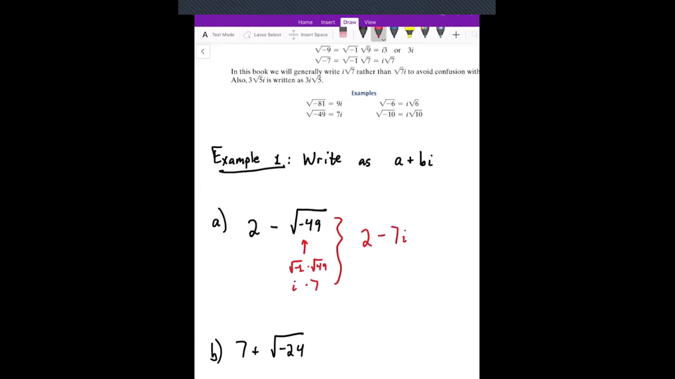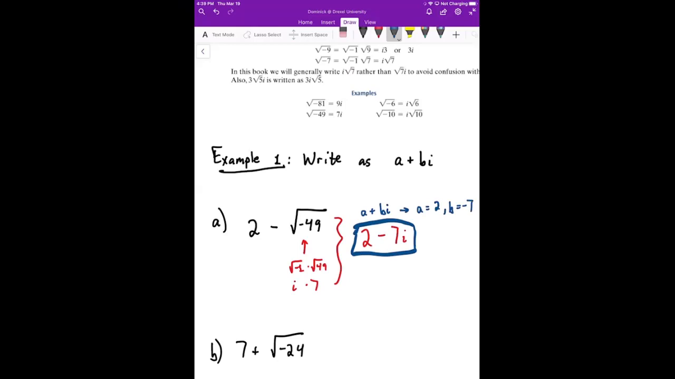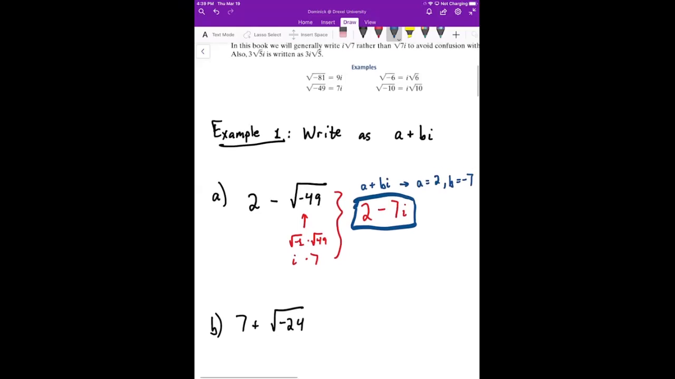And now we have this written in the form of a plus bi. And here, if you want to really be fancy, you could say that a is 2 and b is negative 7. All right, now you don't have to write that out, of course, every time, but that's how we could write out this number in the form a plus bi. All right, let's look at another example.